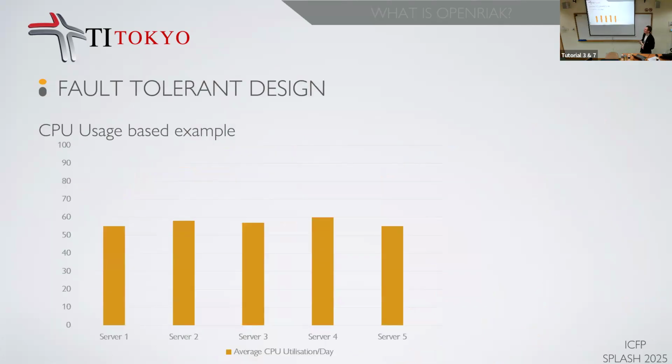Another one that you need to think about is fault tolerance. So here we have a nice friendly cluster. We have a 5-node cluster, which is very standard. We recommend this number for production if you're using Open Riak, or more, of course, not less. And so everything has roughly 50 to 60% CPU usage. It's ticking over nicely. It's all great.